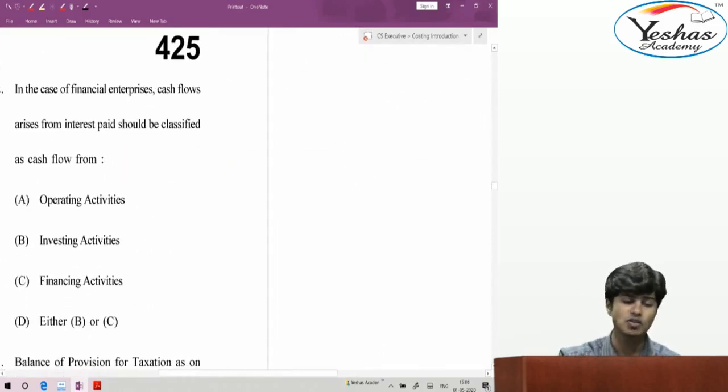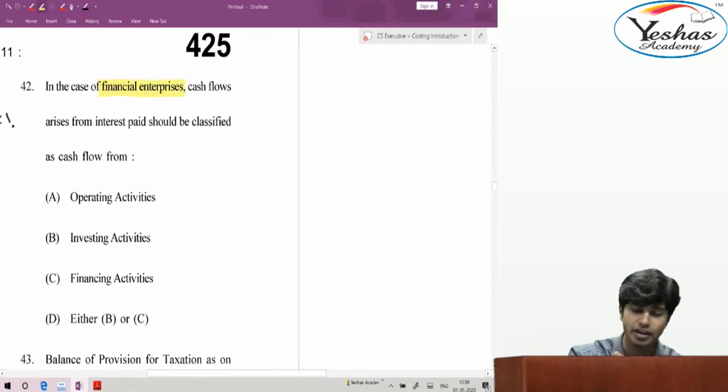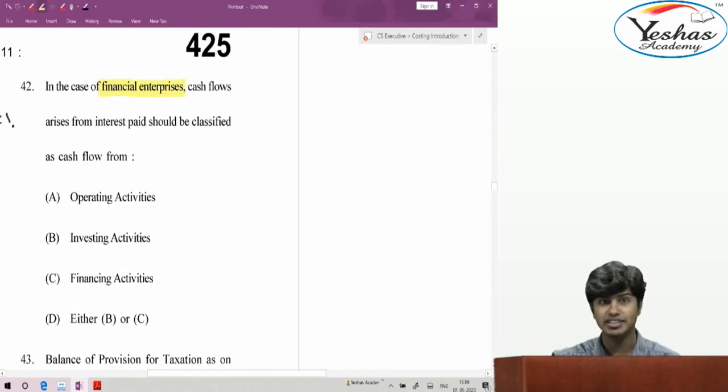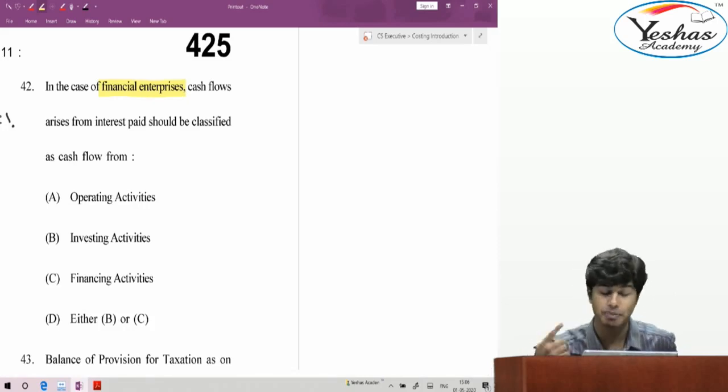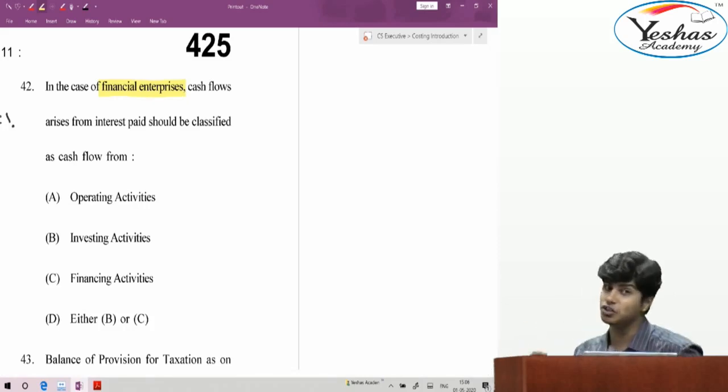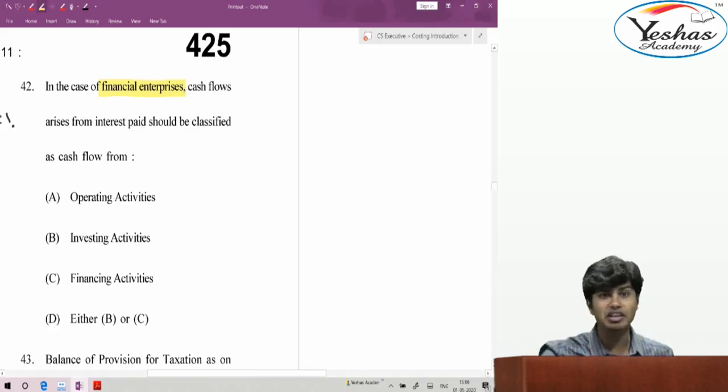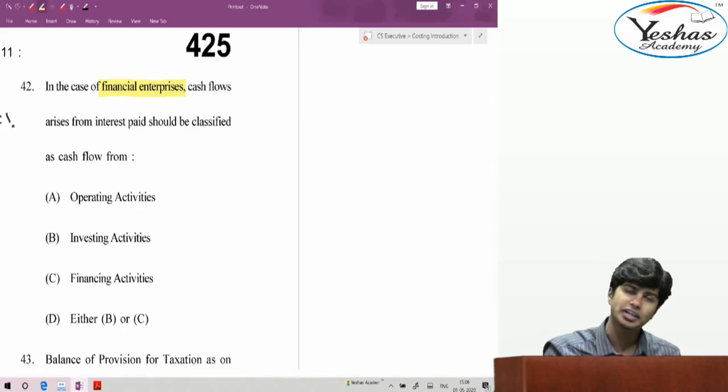In the case of a financial enterprise, important, financial enterprise, if it is not a financial enterprise, the answer would have been a little different. Cash flow arises from interest paid. See, if you're not dealing with financing, if you're a manufacturing entity, interest paid will be financing activity, interest received will be investing activity. If you are dealing with a financial enterprise, it is their normal course of operations to lend and borrow money. So interest paid and interest received both will become operating activity.